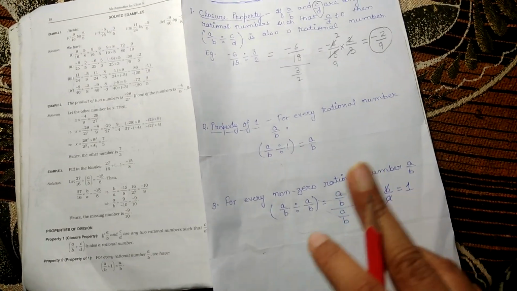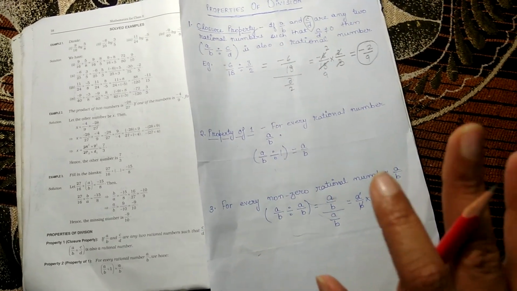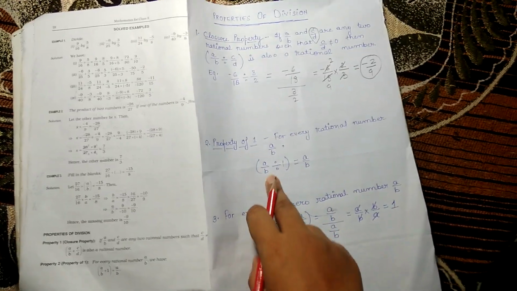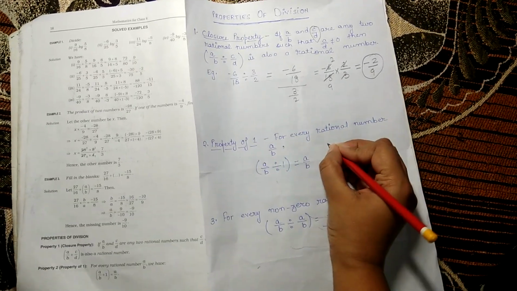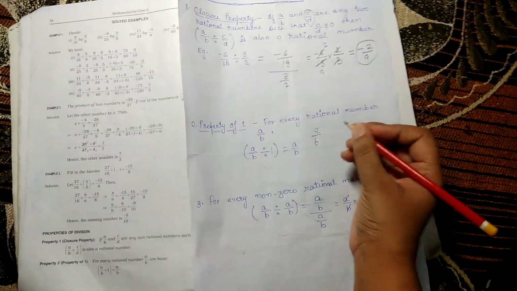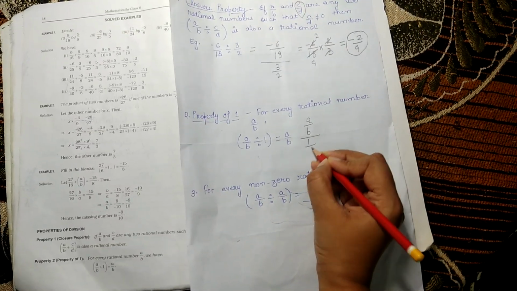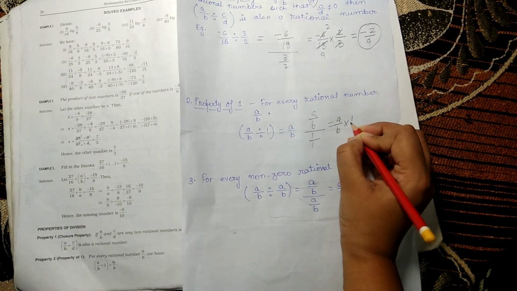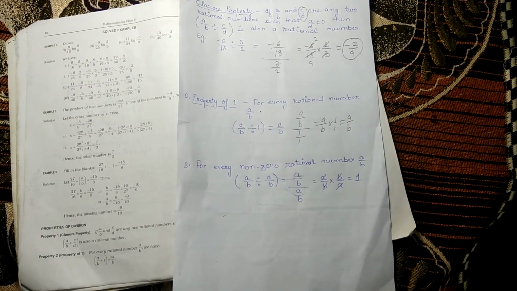Next is the property of 1. Only 3 properties are there, very easy. For every rational number a upon b, when we divide any rational number by 1, the answer is that number only. If we have divided a upon b by 1, when there is nothing in the denominator, we put 1 only. So a upon b multiplied by 1 upon 1, then the answer will be a upon b only. Correct? I think it is very easy to understand.